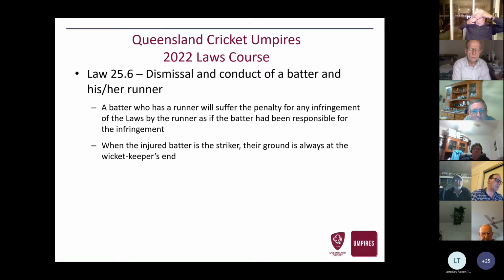When a batsman who has a runner is the striker, they remain subject to all of the laws and liable to the penalties that any infringements of them demand. When a batter who has a runner is the striker, their ground is always at the wicketkeeper's end. So irrespective of if that injured batter hits one down to mid-off and goes, yeah, every other game that I play, I need to run to the other end, it's not good enough for that injured batter to make good their ground at the bowler's end. They must return to the wicketkeeper's end.